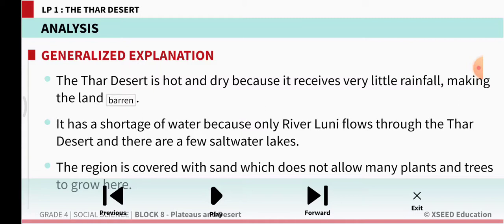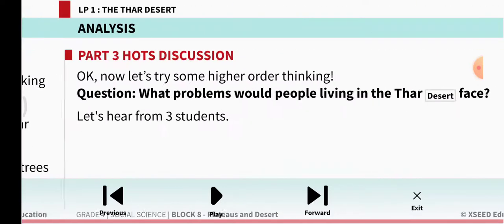It has shortage of water because only river Luni flows through the Thar Desert and there are few salt water lakes, right? The region is covered with sand which does not allow many plants and trees to grow here. First of all, there is very less water there because of very less rainfall. Apart from that, the land is covered with sand which does not allow plants to grow, right?